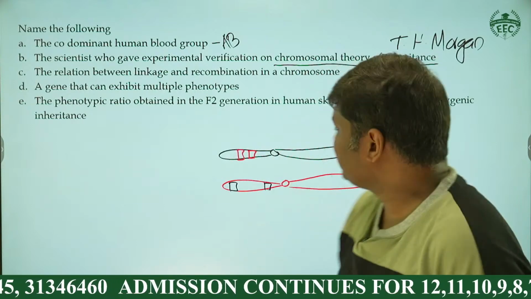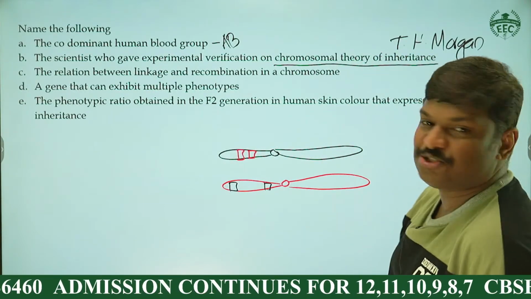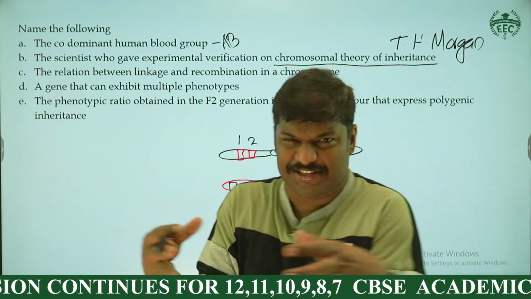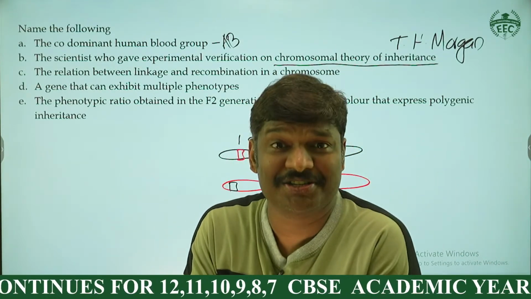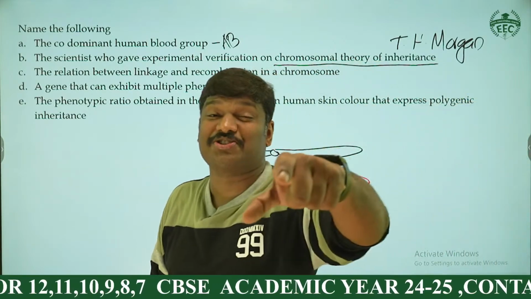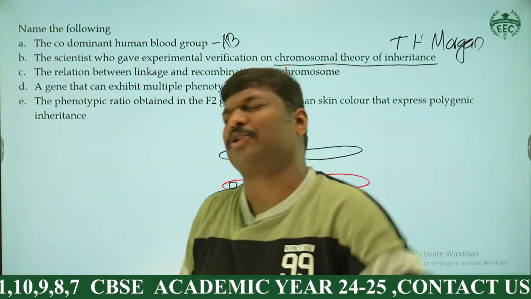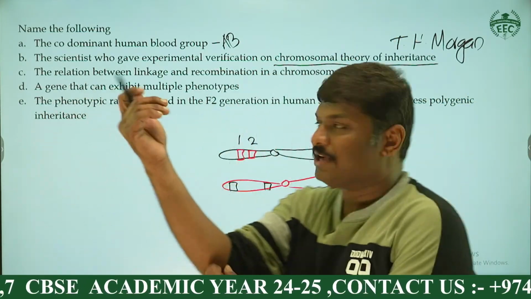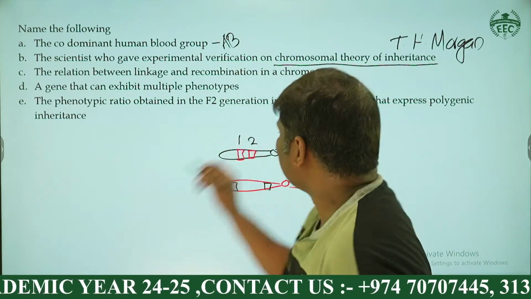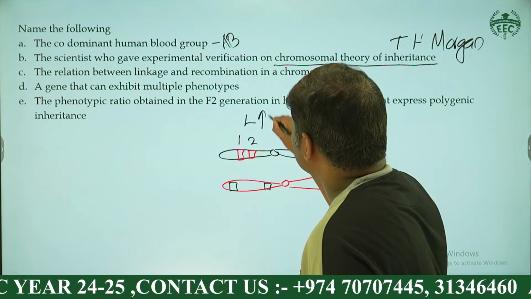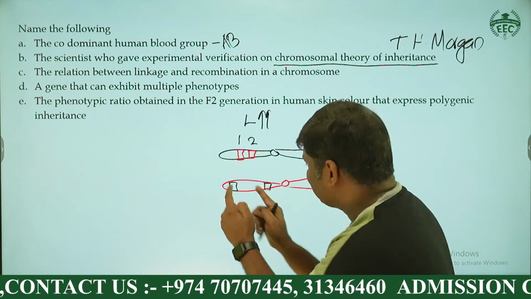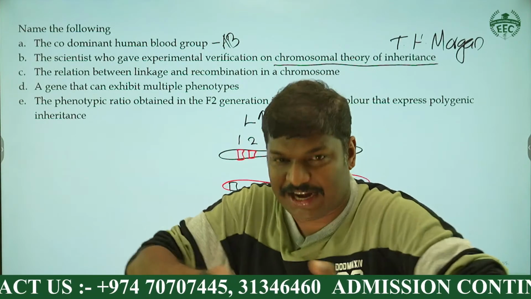What is the difference between these two diagrams? Here the first and second genes are located very close, so the linkage is very high. The physical association between two genes in a chromosome is called linkage. So here the two genes are closely linked, and the linkage is maximum. What about here? These two genes are located away from each other.